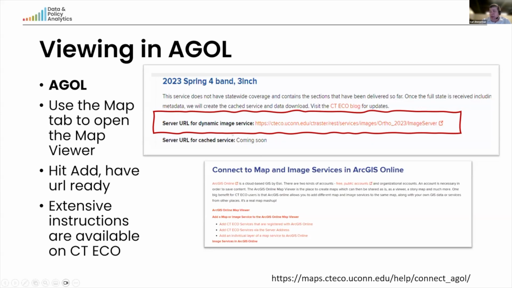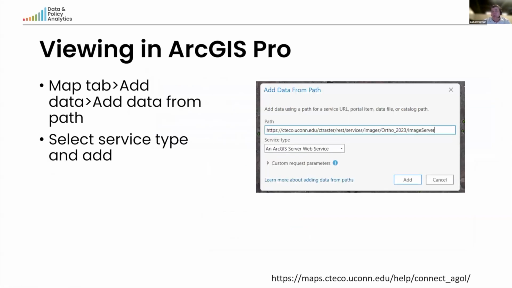Emily has kindly provided a bunch of instructions for the ArcGIS Online, so please look at those if you need help, but it's very simple add layer type functionality. If you're working in ArcGIS Pro, all you do is add data through the path, and that's in the standard location for adding any data. You just add the path and it automatically picks your service. You add it, it goes into the GIS, and hopefully I'll show you that at the end.